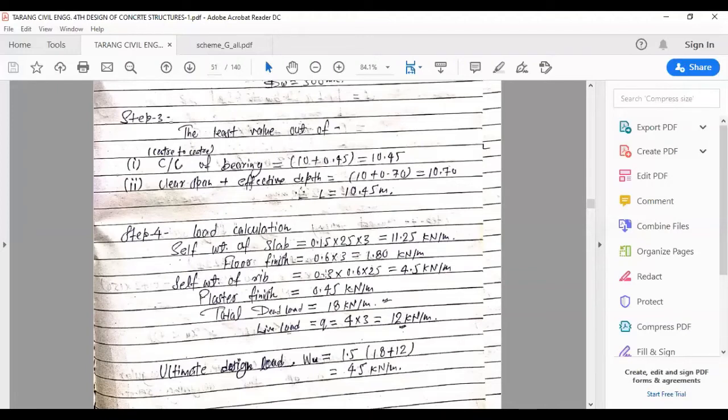Self weight of rib would be 0.3 multiplied by 0.6 multiplied by 25, because this is the dimension of the rib and this is again the weight per meter cube of reinforced concrete, and it comes out to be 4.5. Plaster finish is taken as 0.45 kilonewton per meter. Adding all these values, we'll get the value of total dead load.